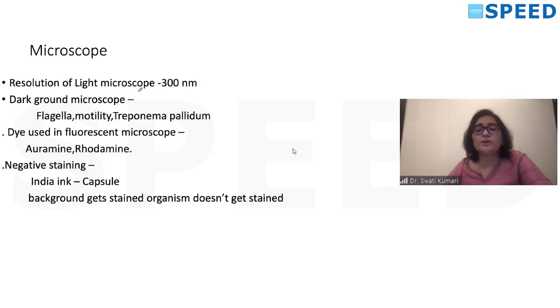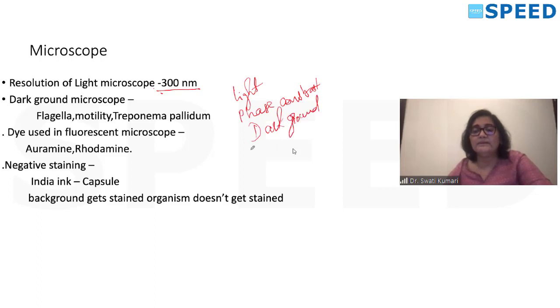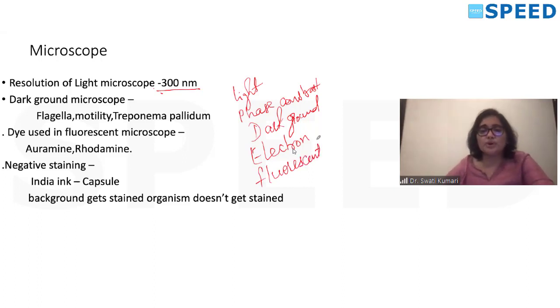Now coming to resolution of light microscope. Please remember, the resolution of light microscope is 300 nanometer. We know the types of microscope. We have light microscope, phase contrast microscope, then dark ground microscope or dark field microscope, then electron microscope and fluorescent microscope. So the resolution of light microscope is 300 nanometer.